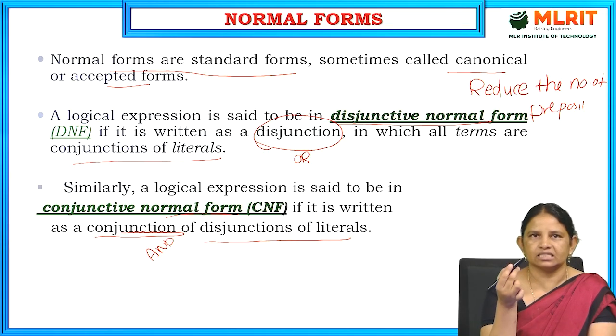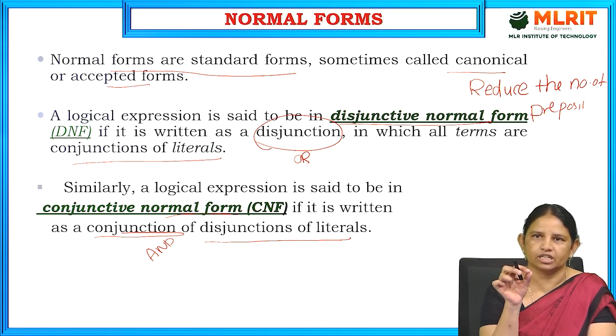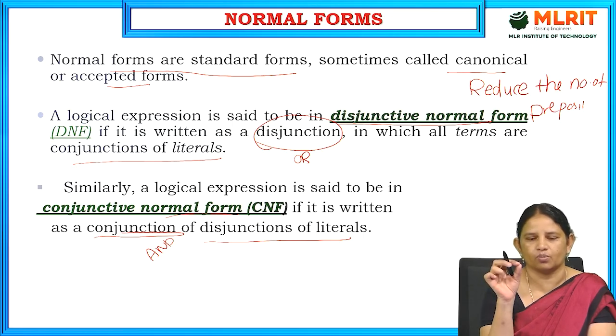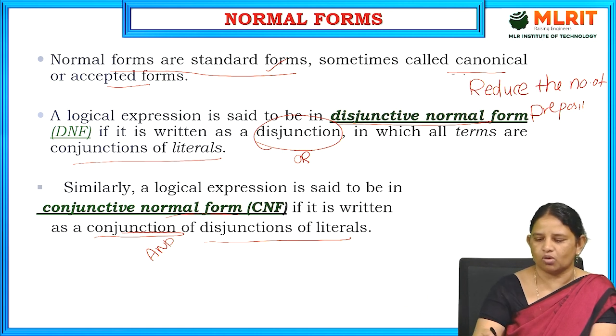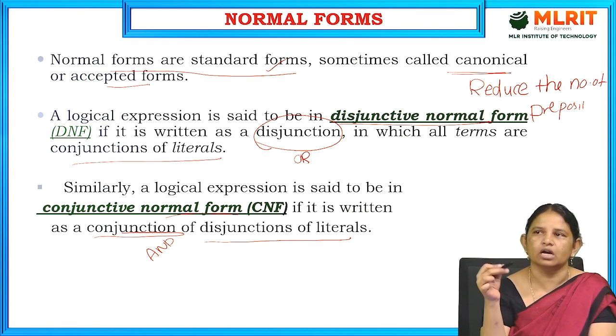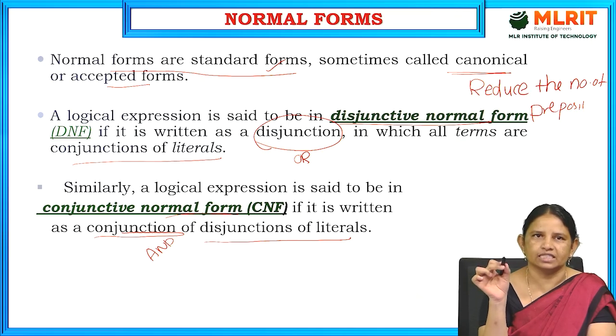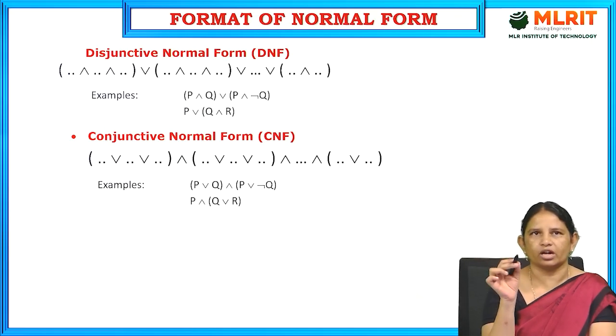In the next slide, we are going to discuss what is meant by a literal, what is meant by disjunction, and what the corresponding formats of the disjunctive normal form and conjunctive normal form are. Another name for normal forms is standard forms. It is also called canonical form. The main advantage of normal forms is to reduce the number of propositions in the given statement. Let us look at the format of normal form.